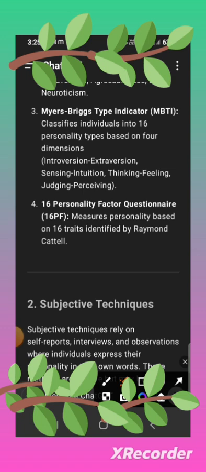So number 1, Minnesota Multiphasic Personality Inventory, Big Five Personality Test, Myers-Briggs Type Indicator, Eysenck's Personality Questionnaire, 16 Personality Factor Questionnaire by Raymond Cattell.